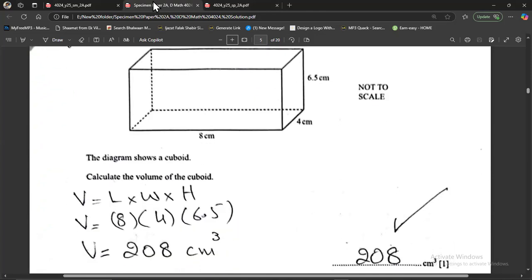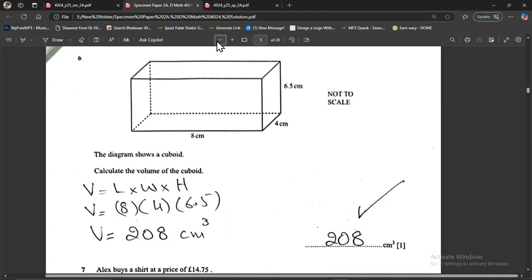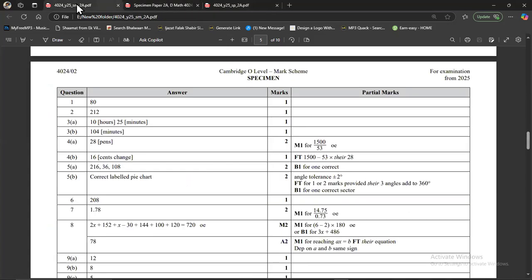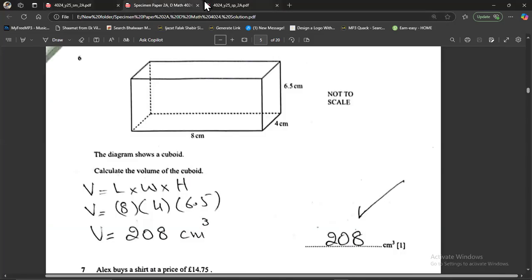You remember that formula: length times width times height. The length is 8 centimeter, the width is 4 centimeter, the height is 6.5 centimeter. Just multiply them on your calculator. You will get 208 centimeter cube. So 208 centimeter cube, and that is the right answer, sir. Question number 6, this is the answer.